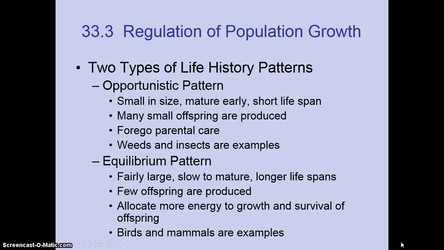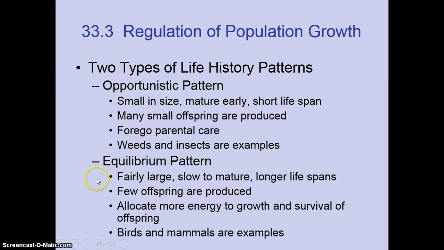Section 33.3 talks about regulation of population growth, and there are two types of life history patterns. We have opportunistic patterns and equilibrium patterns. Opportunistic species are small in size, mature early, have a short lifespan, and have lots of offspring. They don't have parental care for the offspring. Examples of this would be weeds and insects.